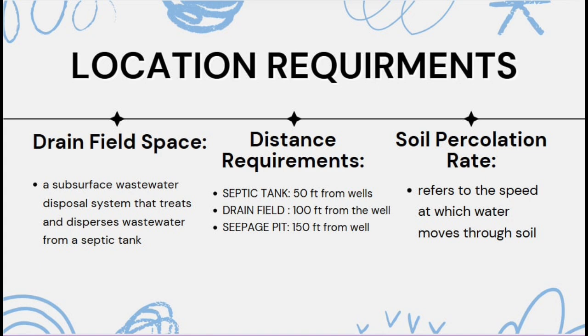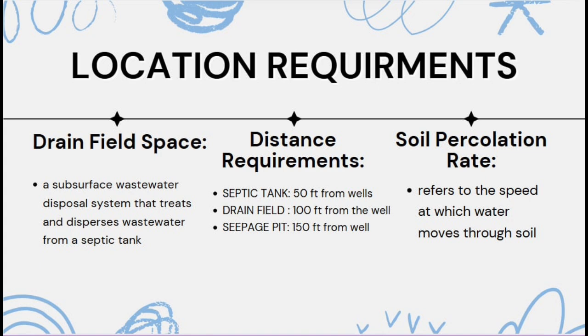Proper site selection is critical. Adequate drain field space and well-drained soil ensure effective filtration. Drain field or leach field: an area of well-draining soil where filtered effluent is dispersed. Proper soil condition and enough space are essential to avoid contamination.